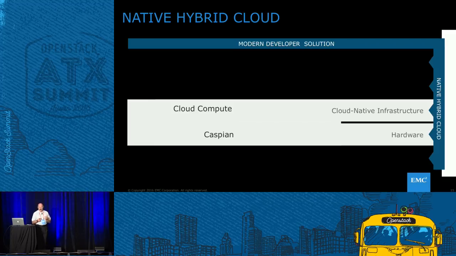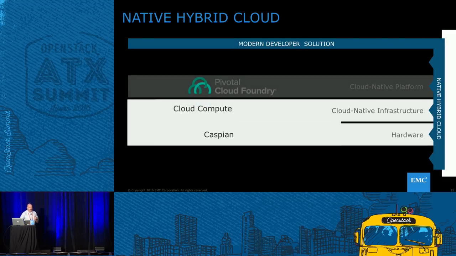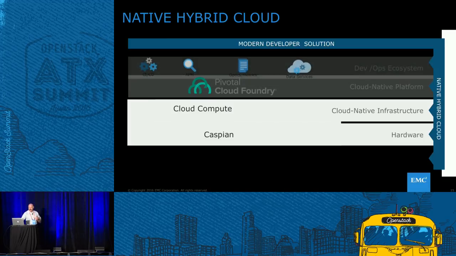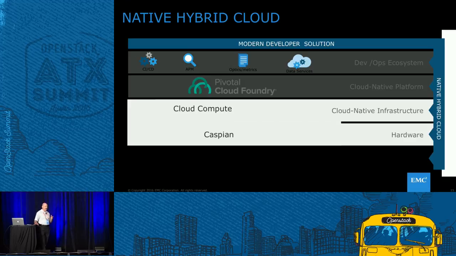Building that on top of Project Caspian enabled us to actually retrieve all the settings and configurations automatically, significantly speeding up the deployment process. So the modern developer solution really builds on top of Project Caspian by introducing Pivotal Cloud Foundry as a cloud-native application development platform. On top of that, a multitude of different services can be used to really build a modern-day DevOps ecosystem. Pivotal offers a number of marketplace services for integration into the DevOps process, such as Jenkins for CI/CD, different tools for application performance management, and tools for monitoring and reporting. And we've integrated some of these tools into our solution right off the bat.